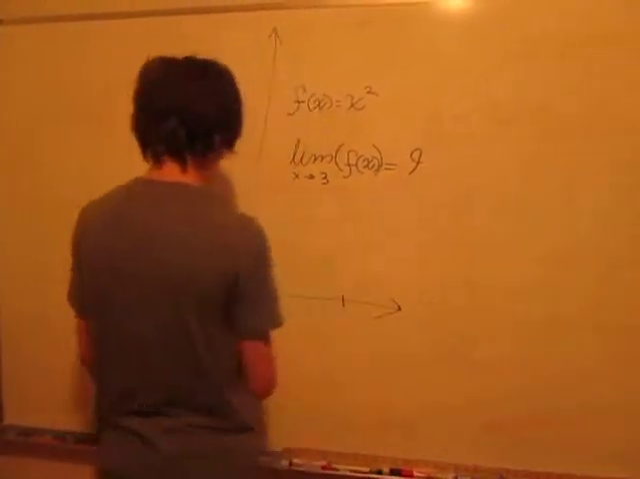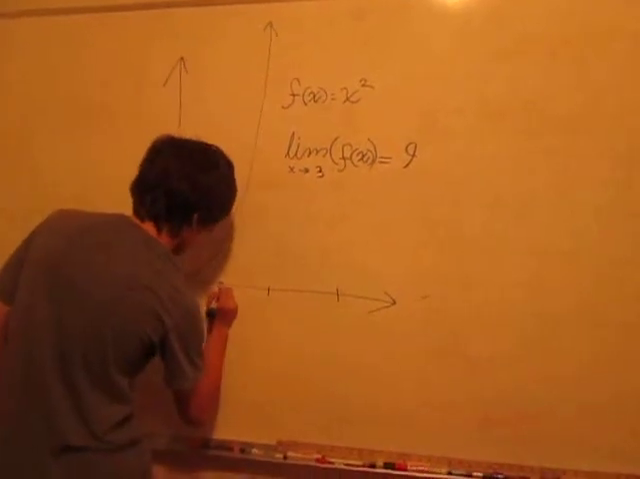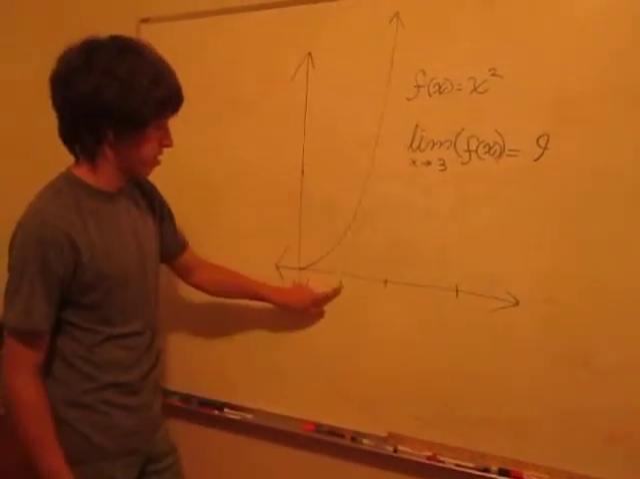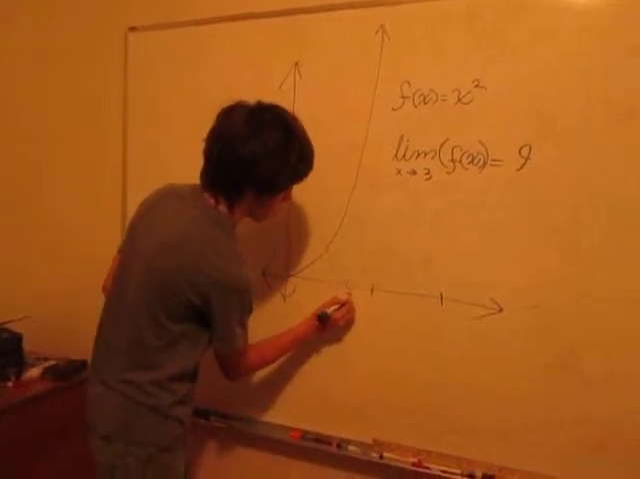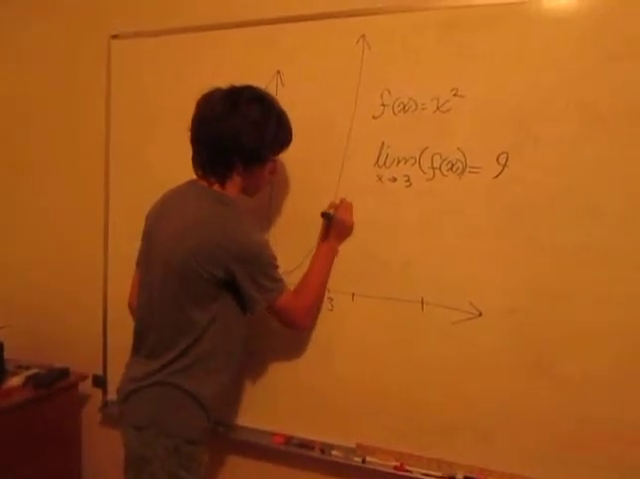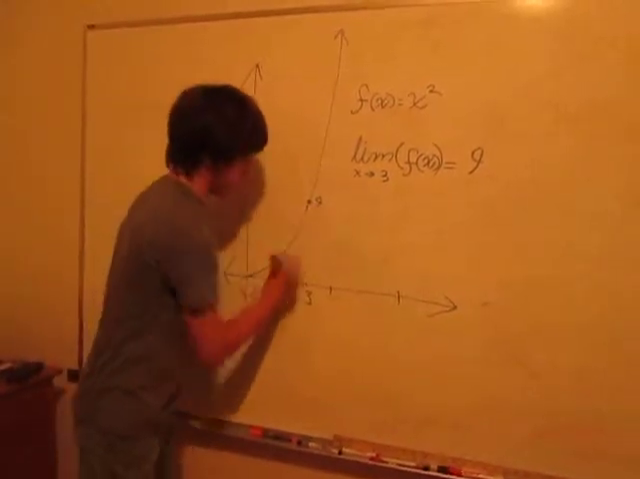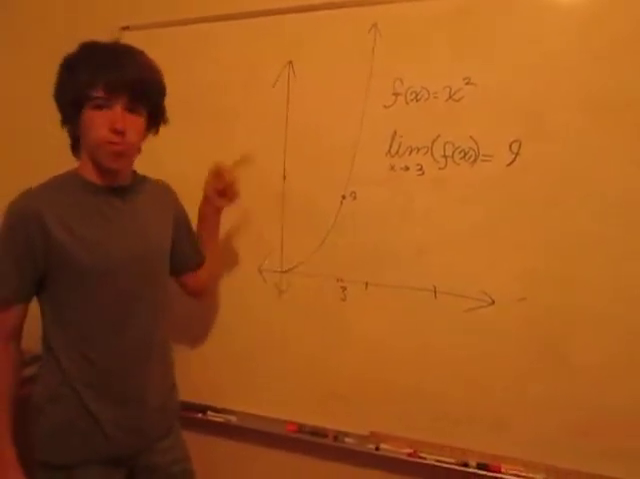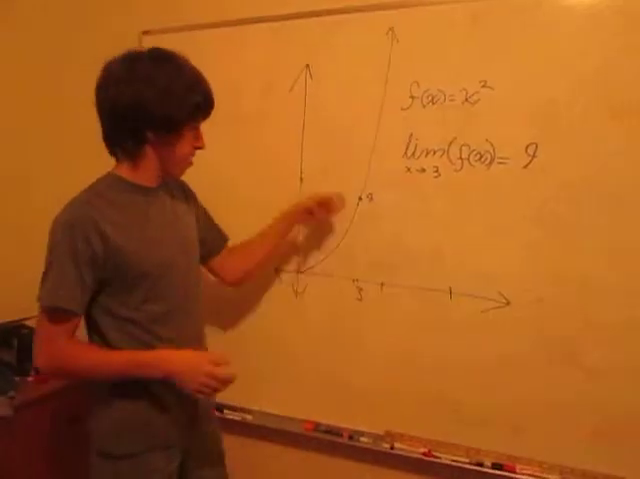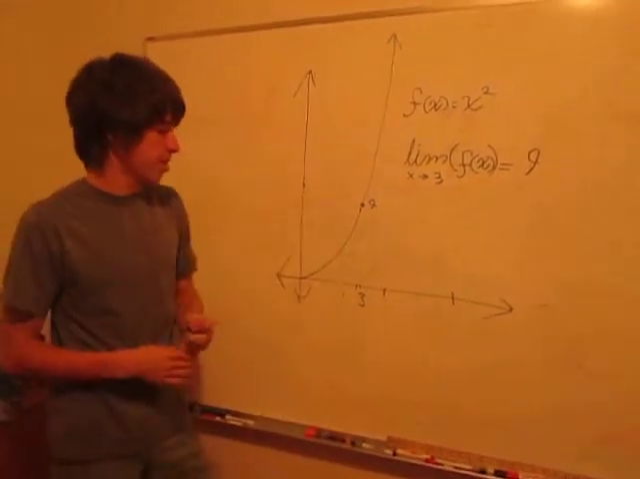Right? As x gets closer to 3, f of x gets closer and closer to 9, right? If you get close to 3, you get close to 9 by the exponential of what point you're close to. That is the difference in size between these two.